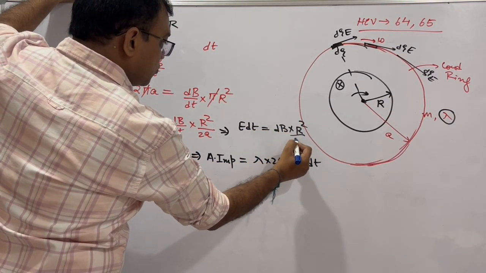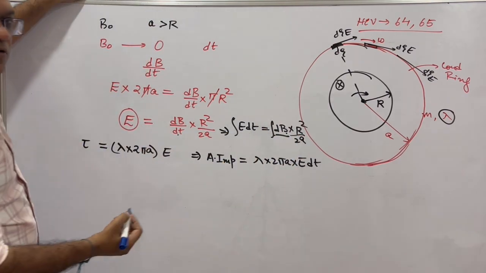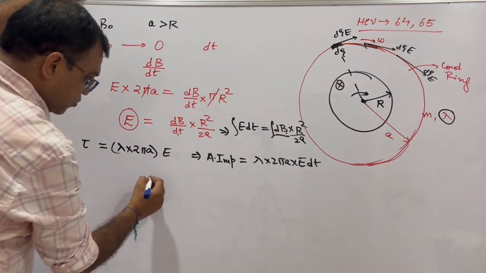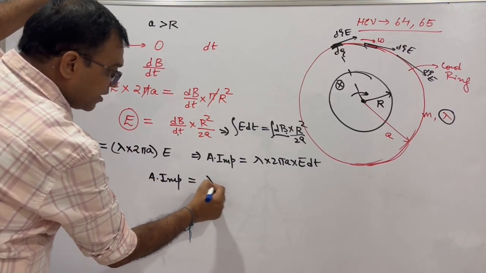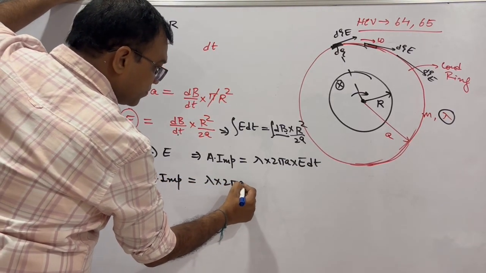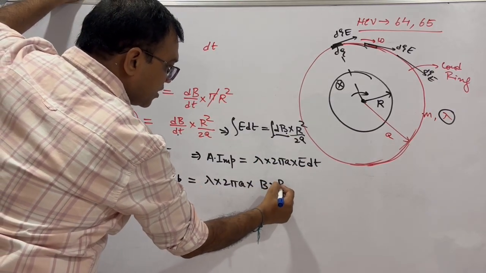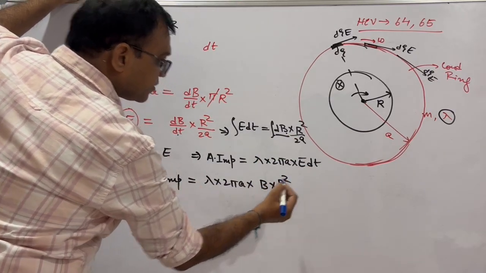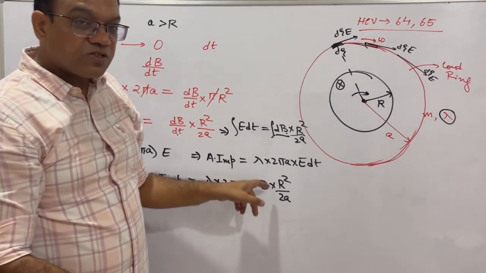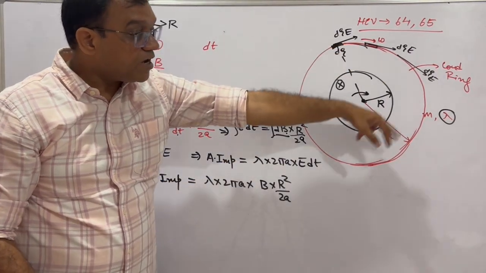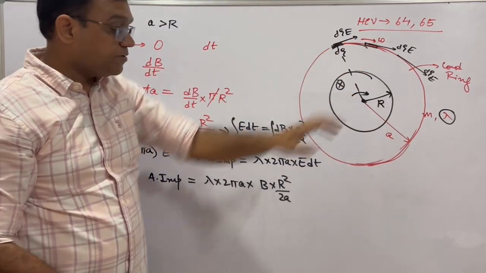squared by 2a. Integral, this is B only. So angular impulse is equal to lambda into 2 pi a into E dt, which comes B into r squared by 2a. Right? Now the minus sign etc. I have dropped, because I have written the direction directly without using the minus sign.